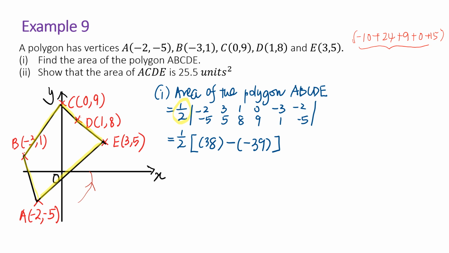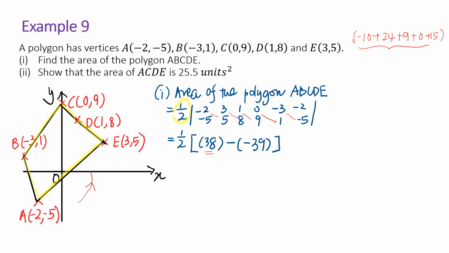So use your calculator to just key in -2 times 5 plus 3 times 8 plus 1 times 9 plus 0 times 1 plus -3 times -5, and you will end up getting 38. Yes, okay, you will get 38.